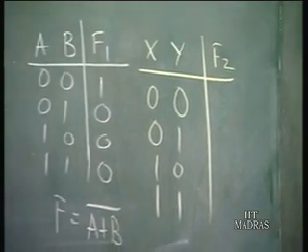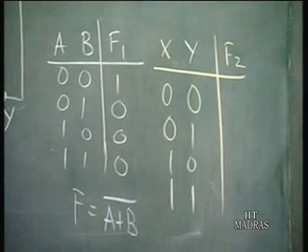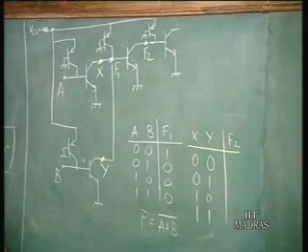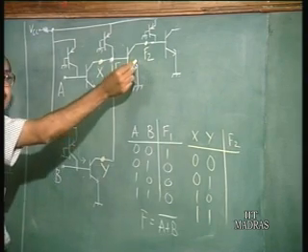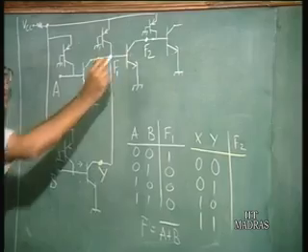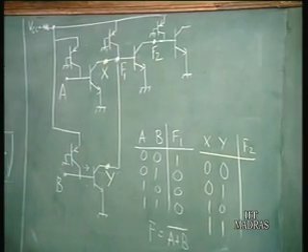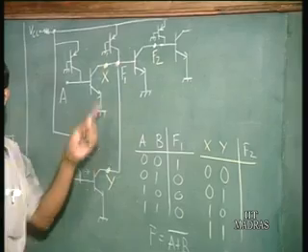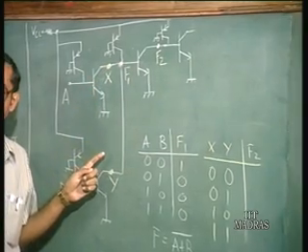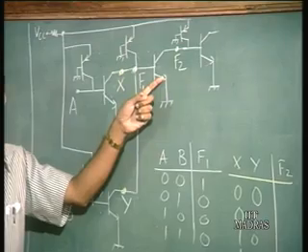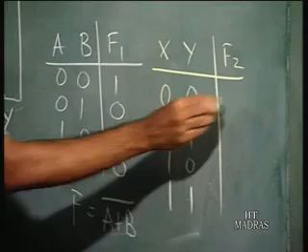So, what is the logic here? Again, f2 here is high if this transistor is cut off, and low if this transistor is in saturation. Then 0 0 means both the transistors are in saturation. So, this current flows here. So, this transistor is cut off. So, this is 1.